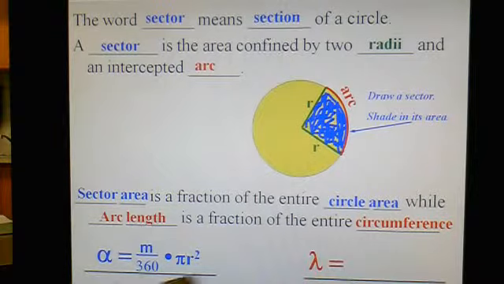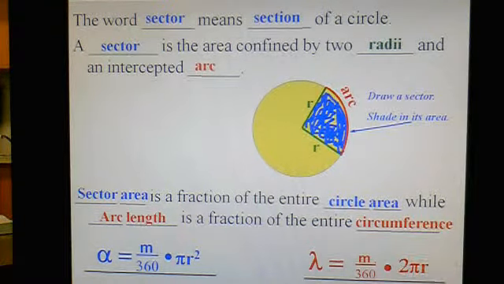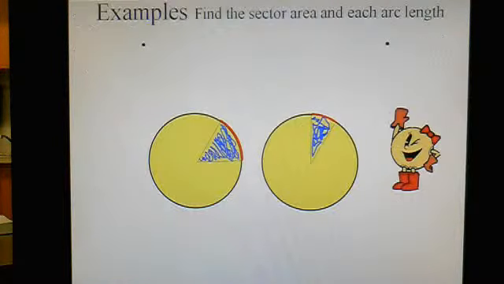The other one I used was lambda on the previous slide for the arc length, for this red distance on here. It looks exactly like this formula. It's the same thing, m over 360. We're going to do some multiplication with that. But because we're talking about distance, we're talking about circumference, we're not going to use pi r squared. We're going to use 2 pi r. So it's really the exact same formula. One has the area of a circle, and one has the distance around a circle as your two things you're multiplying by. So I'll give you a couple more examples.